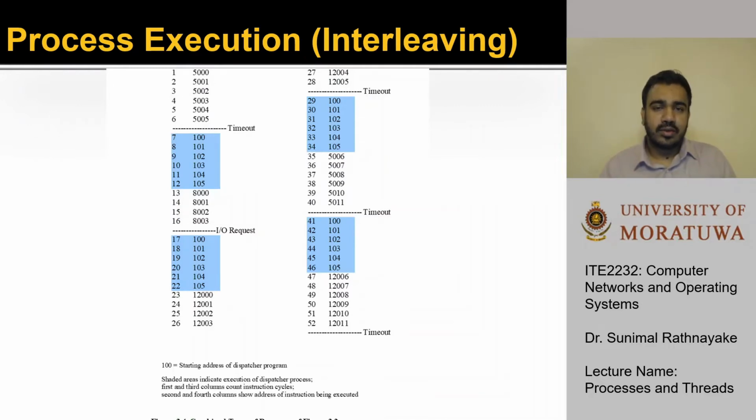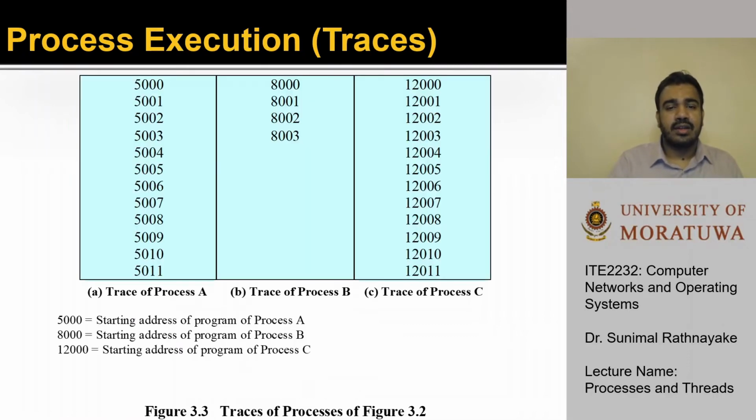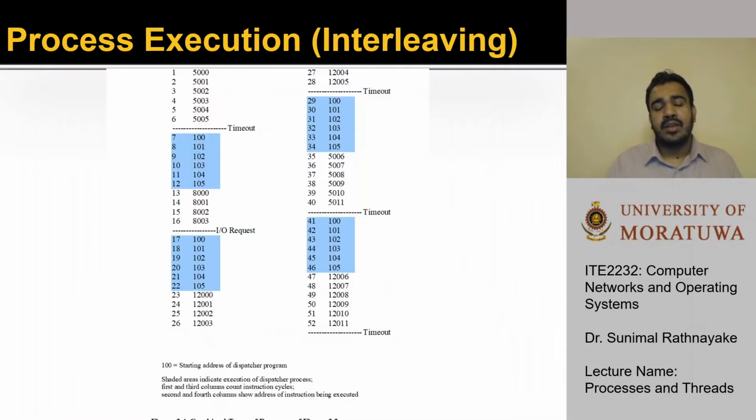After running process C for some time, until 12,005, there's a timeout, and then the process pauses, and the chance is given to process A again by the dispatcher. You can see addresses 5,006 to 5,011 are executed, there's a timeout, and then again the dispatcher comes into the execution and gives a chance to address 12,006, which is process C. So this is an example of how different programs are switched on the processor by the dispatcher.